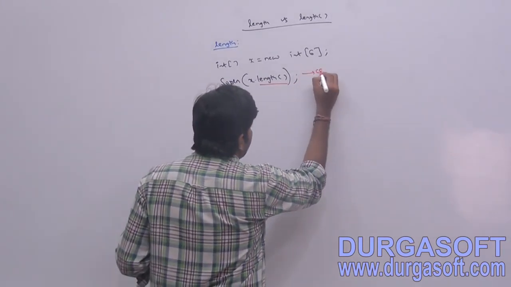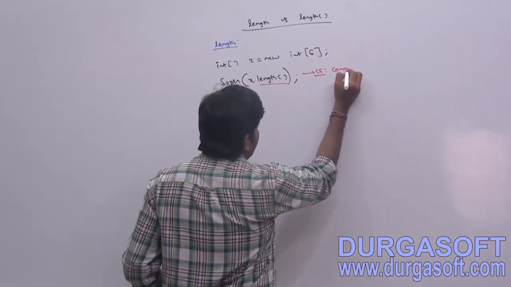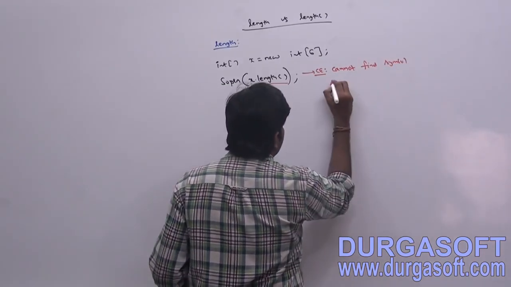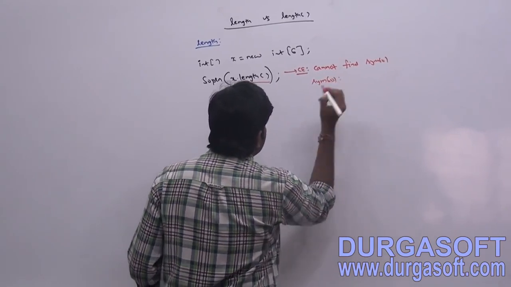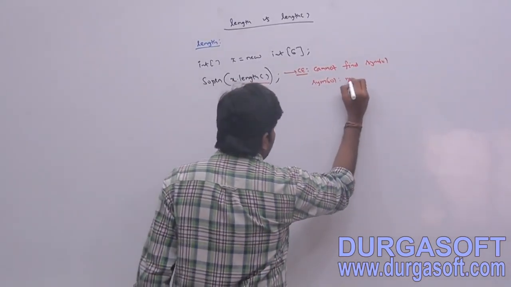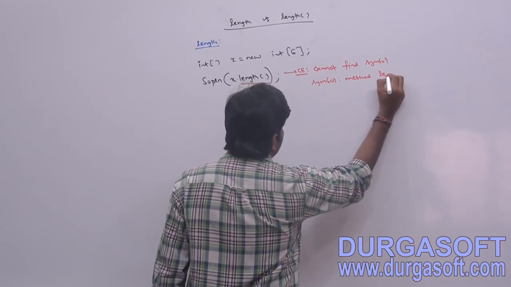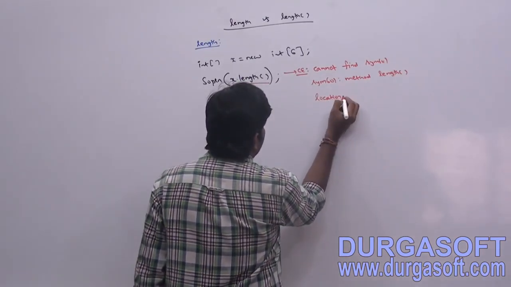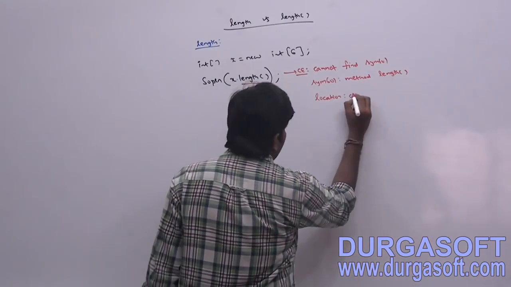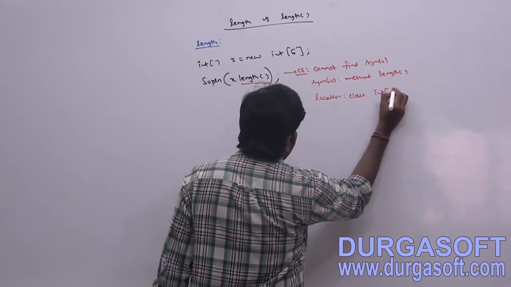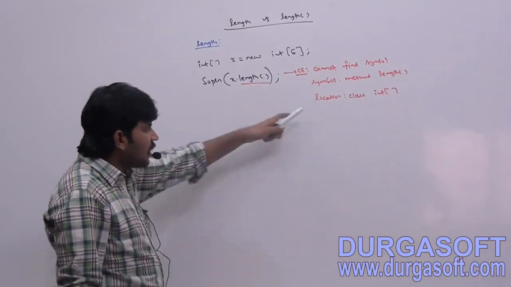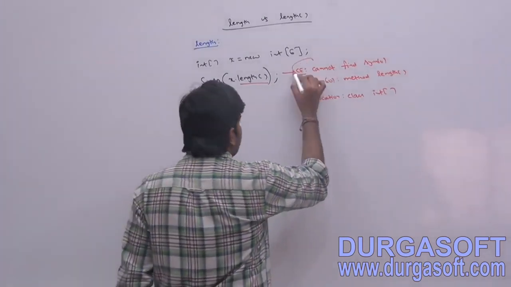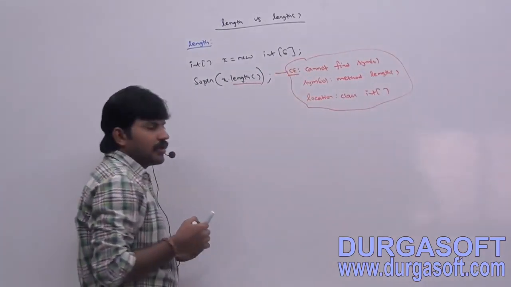Now we get a compile time error saying cannot find symbol. Which symbol? Method length. In which location? Class int array type. For int array type, there is no length method. How can I compile? It is nothing but a compile time error by default.